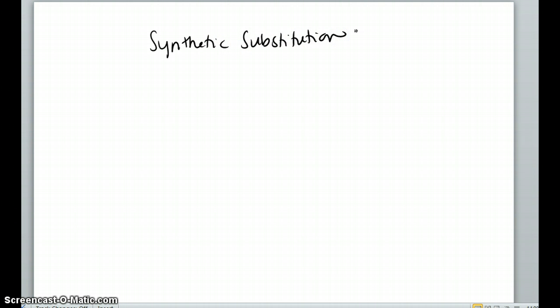Synthetic substitution, all it is, you guys, is you're taking a value for x, plugging it into the function and seeing what you get back out. We've already done this with direct substitution, so I'm going to show you how the two are comparable.